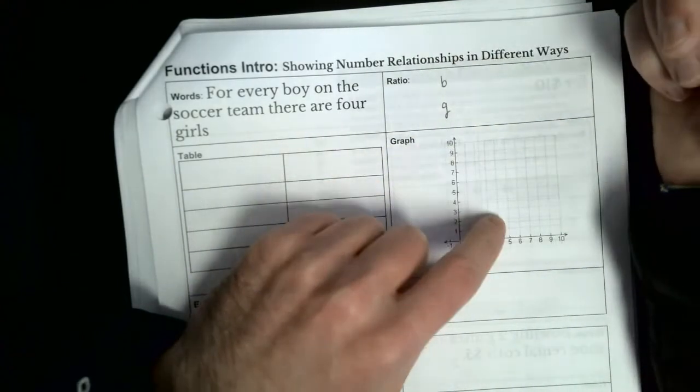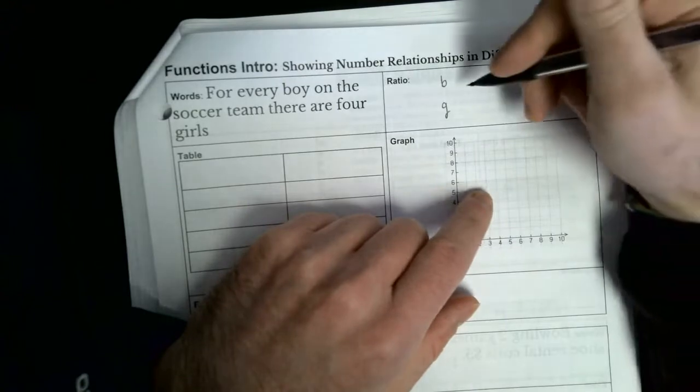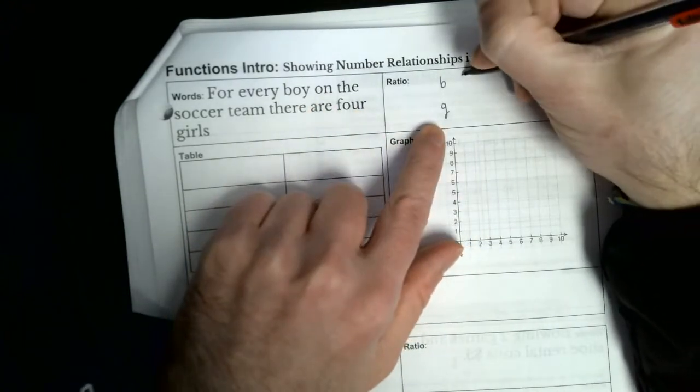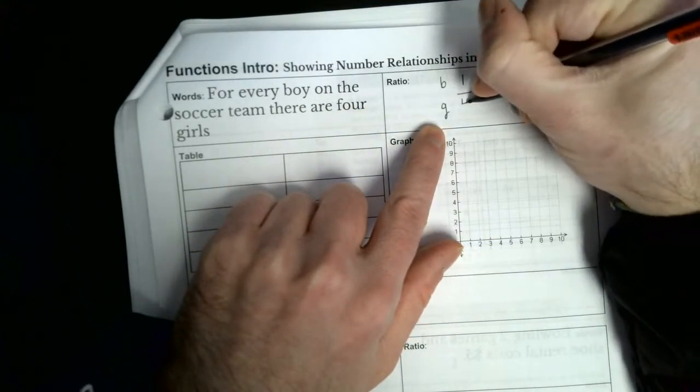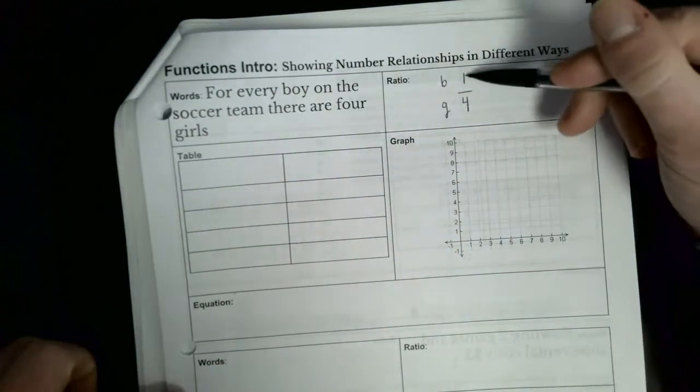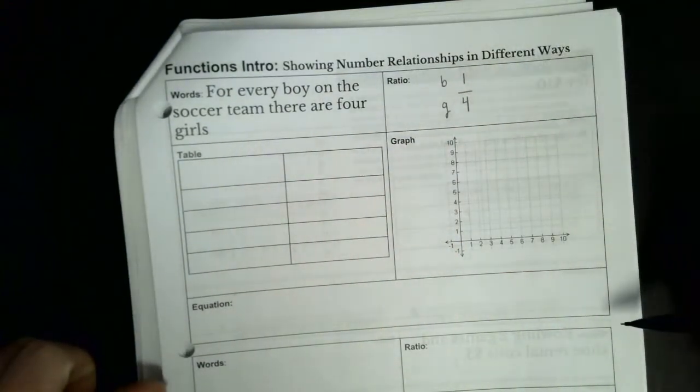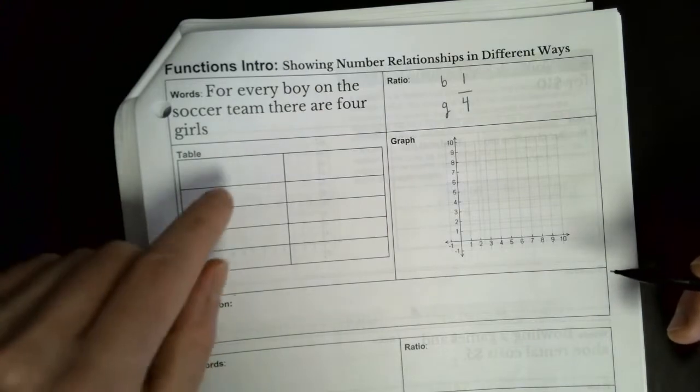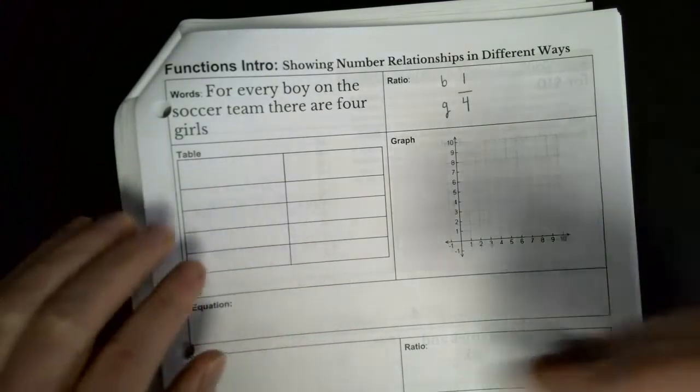Now, a ratio is kind of like a fraction. It's comparing two amounts, like a fraction. So for every 1 boy, there are 4 girls. So that's a ratio. Now, in our table here, we have 2 amounts.